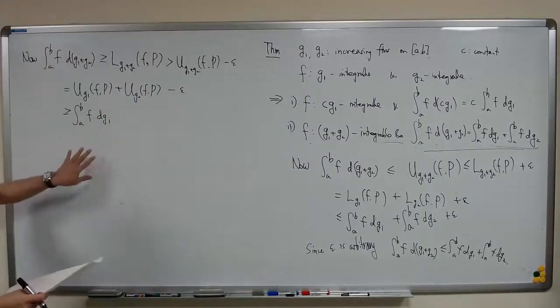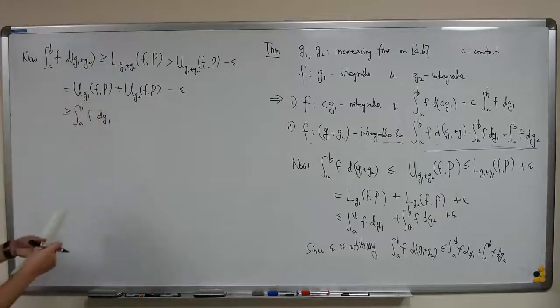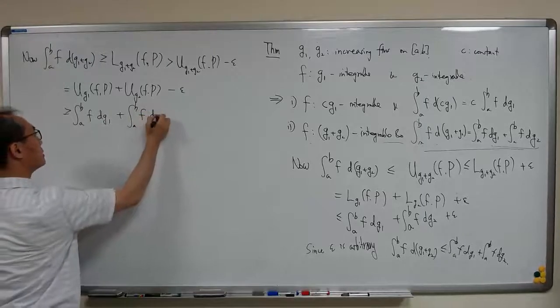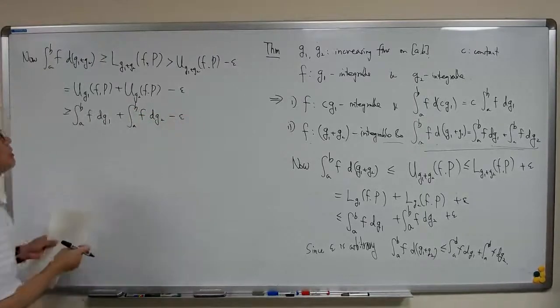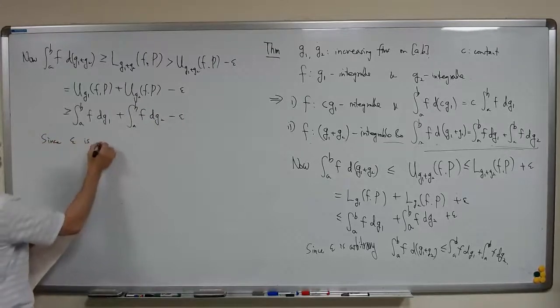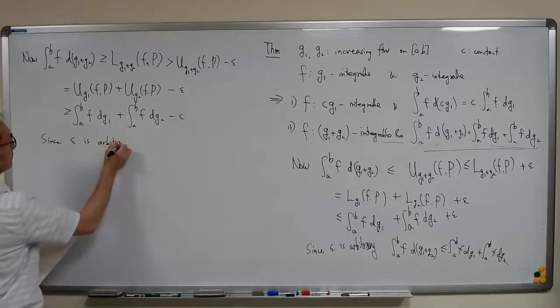Okay, the Stieltjes integral is the infimum of all possible upper sums. And similarly, this part can be replaced by the Stieltjes integral with respect to G2. Again, this epsilon is arbitrary.